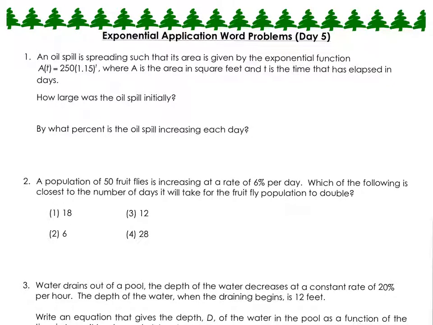Okay, welcome to video 6.5. Here we're going to talk about exponential application word problems. So let's start by looking at this first one.